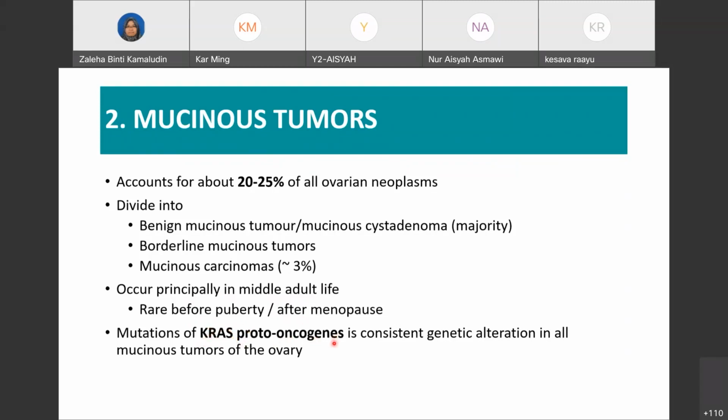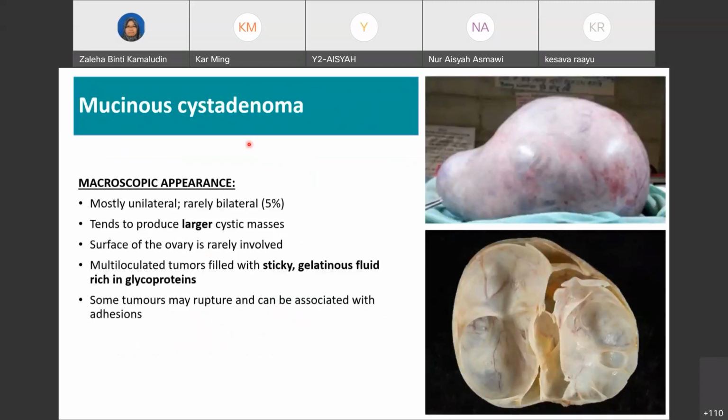For the serous tumor, the high grade is associated with BRCA1, BRCA2. For the mucinous tumor, it is associated with KRAS. The benign mucinous tumor is known as mucinous cystadenoma. Another thing is that the serous tumor usually occurs bilaterally, but the mucinous tumor usually occurs unilaterally, and rarely bilaterally, about 5%.